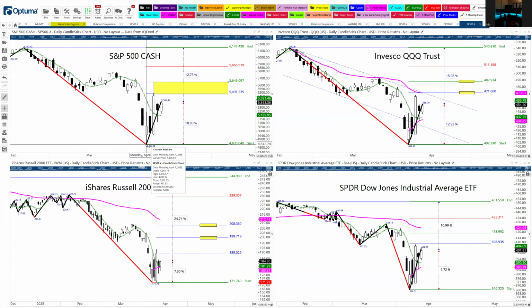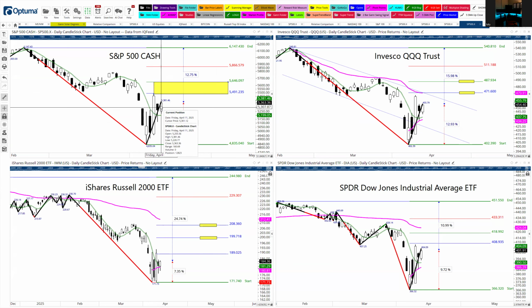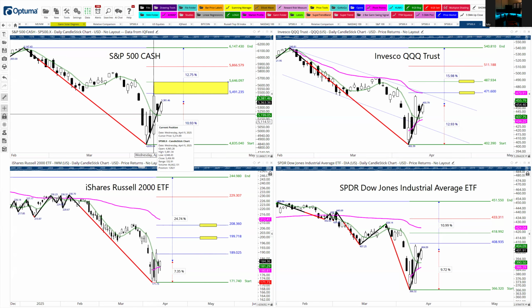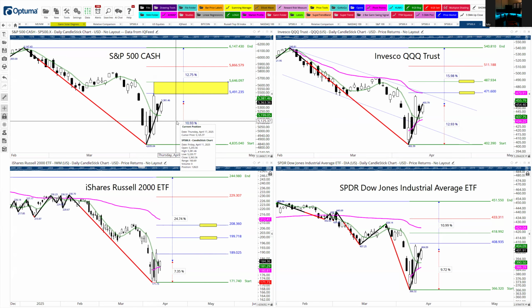Now the swing right there, as you see, turned up yesterday because we had three higher bars. So in order for this swing to turn back down again, we now need three more lower lows. We need three lower bars.